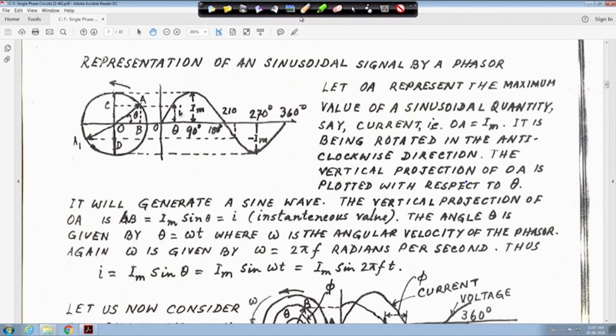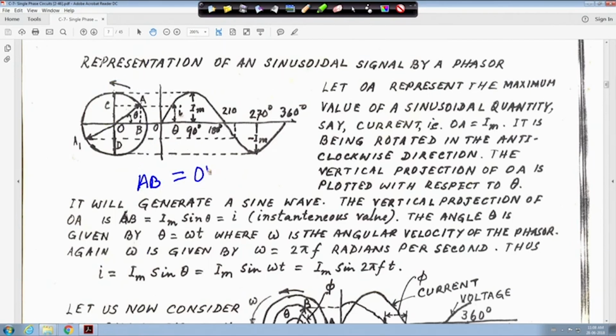Representation of a sinusoidal signal by a phasor. Suppose you have a radius OA, where O is the center of the circle and this is A. OA represents the maximum value of a sinusoidal quantity. It may be current, it may be voltage. It is at this position and rotating in the anti-clockwise direction. If you take the vertical projection, that is AB.